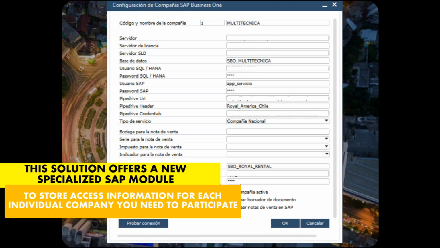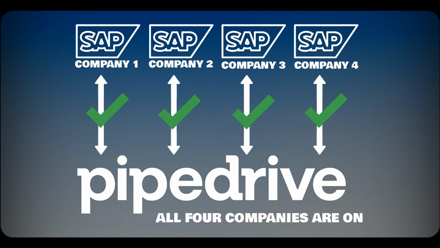You start off by entering all the necessary information each individual company requires to have full access, from the SAP user license to the Pipedrive token. In this example, 4 different SAP companies, each one representing a different country, linked to one specific Pipedrive environment. Every single SAP company will share information back and forth with the corresponding Pipedrive counterpart.